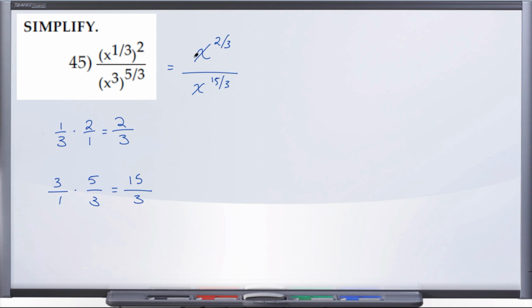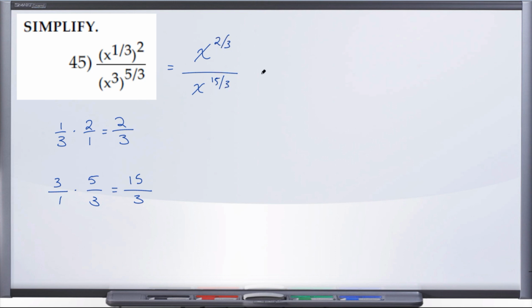all right, are we top heavy or are we bottom heavy? And if you were to, you could either enter in each of these fractions into your calculator to see which one was bigger, 2/3 or 15/3, and you'd find out that 15/3 is larger. And so what we're going to end up doing is subtracting the 2/3 from 15/3, because when we are larger in the denominator, that's what we do, right? We subtract the numerator's power from the denominator's power.